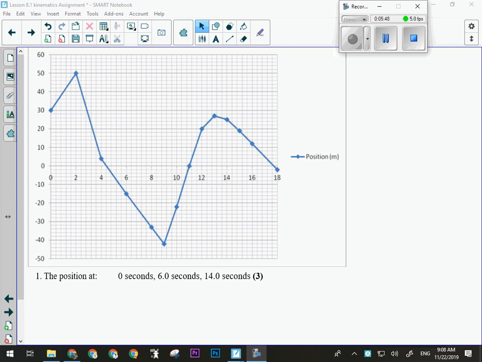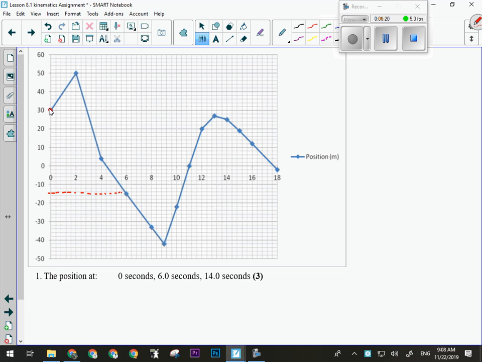So let's just quickly look at number 1. I know you've probably all done that already, but just to review. What's the position at time 0 seconds according to this graph? Positive 30 meters. At time 6 seconds, the position is halfway in between 2 lines, so I think we're looking at negative 15 meters there.